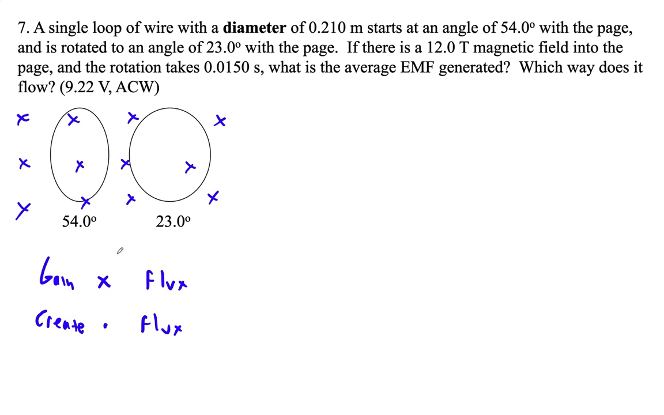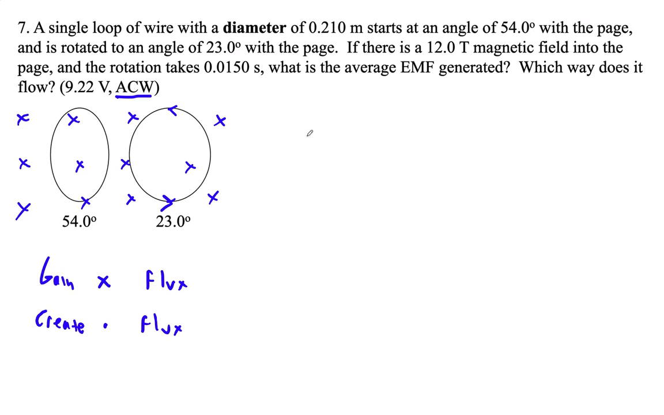And the way to create flux out of the page is for the current to flow anti-clockwise. Whoops. Anti-clockwise, is that right? Yeah. Yes, that creates flux out of the page. Okay? So anti-clockwise is the direction, right? Okay. Now let's take a look at the voltage here, right?